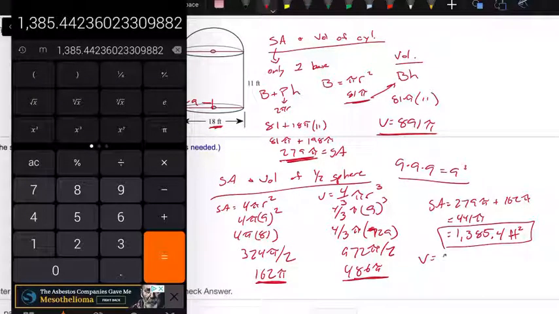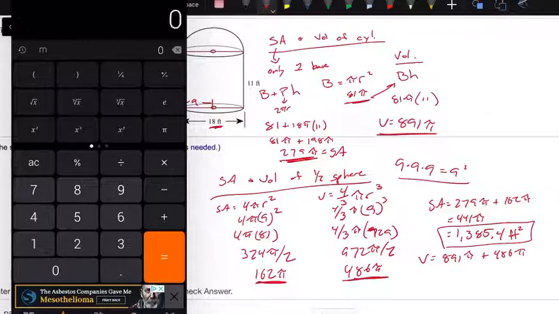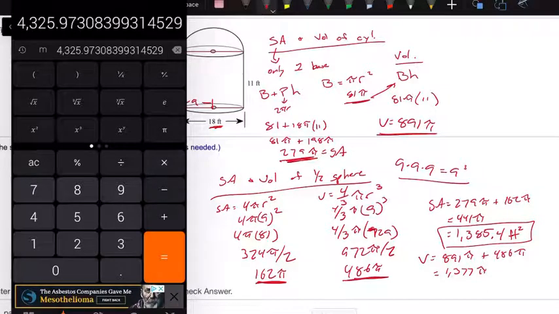For your total volume, 891 pi plus 486 pi. Right, gives you 1,377 pi, or roughly 4,326.0, and that would be feet cubed since it is volume.